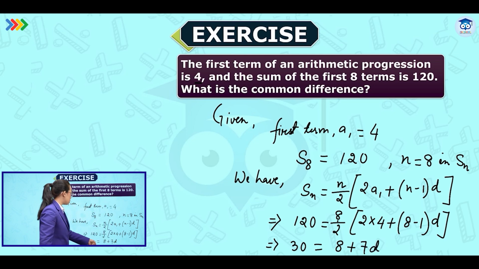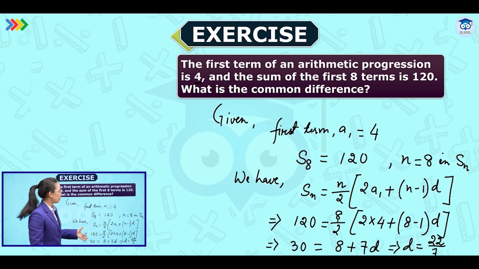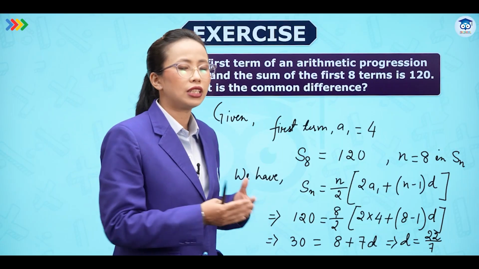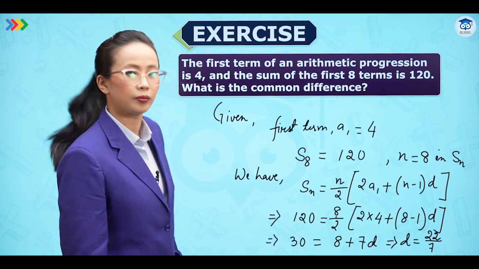Now to solve this, we will be taking this to the other side, so it becomes 30 minus 8. So 30 minus 8 is equal to 7d. So to calculate d, we are going to just divide it. So the value of d is equal to 22 upon 7. So we can have the value of d as a fraction, as we have learned. It can be positive, negative or 0. So positive you can have a fraction, or negative, you can have a negative rational number also. So the value of the common difference is 22 by 7.